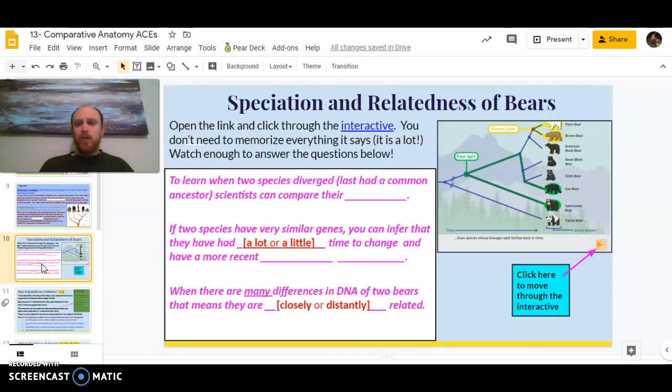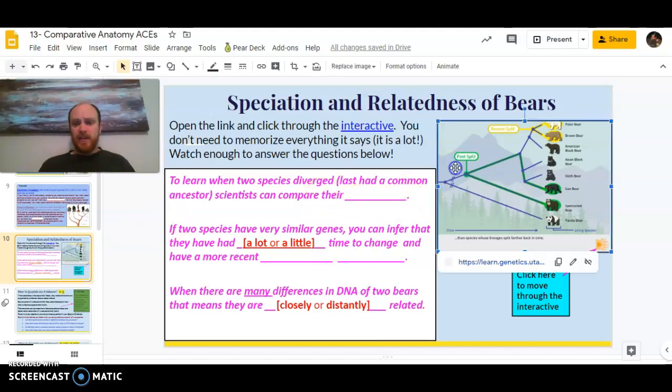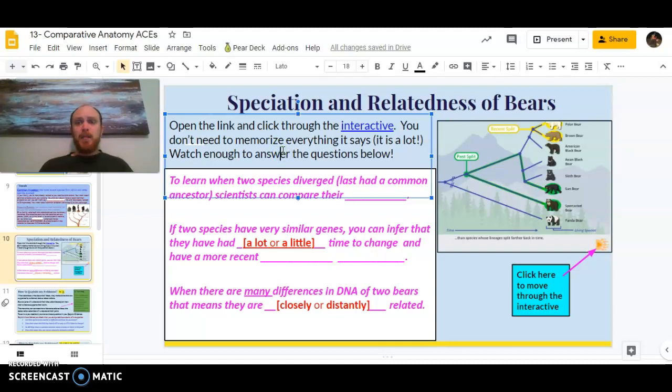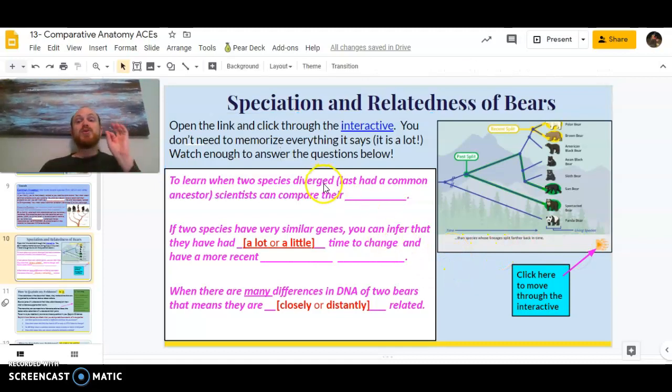Okay, so right here, what I want you to do is click on the interactive. I think this picture and this link both take you to the same place. This is a really cool interactive. It has so much information. You don't need to memorize everything. It says a lot. If you're interested, go ahead and keep clicking through. You actually have to click on this little bear paw. It'll talk to you and it'll highlight things. And then when it stops, click on the bear paw to go to the next one, or you can always go back as well.